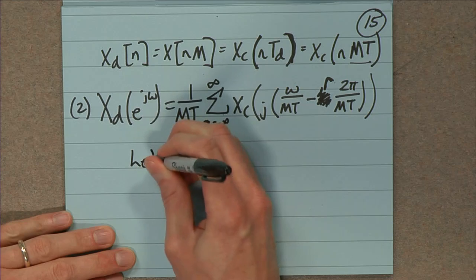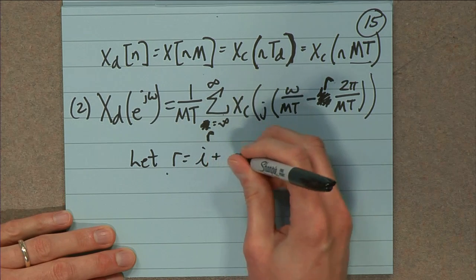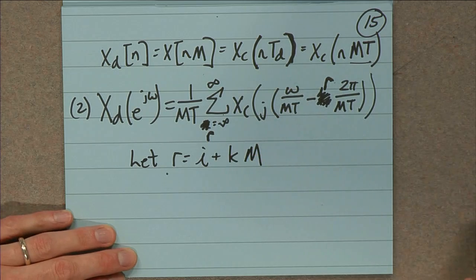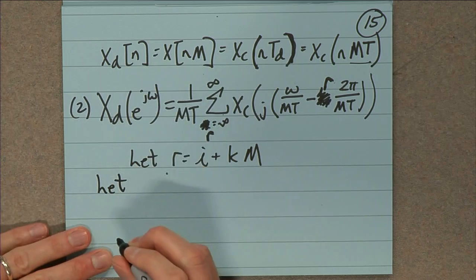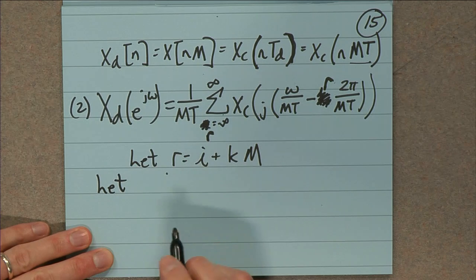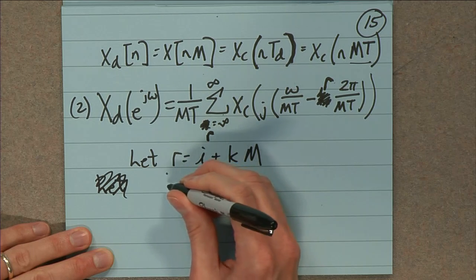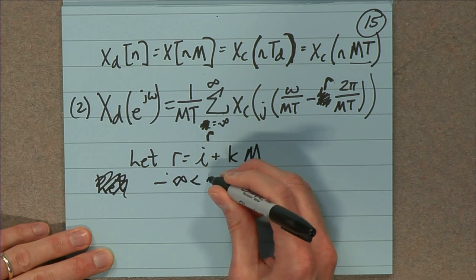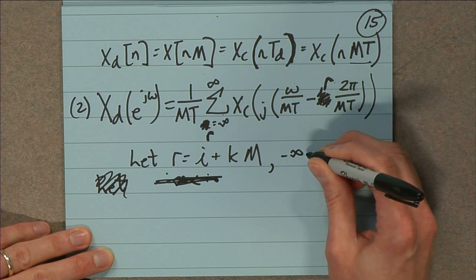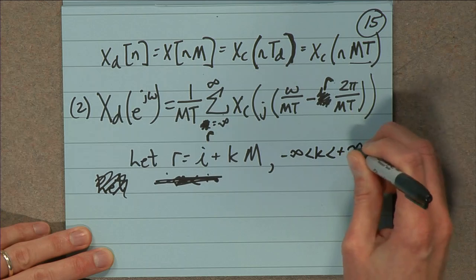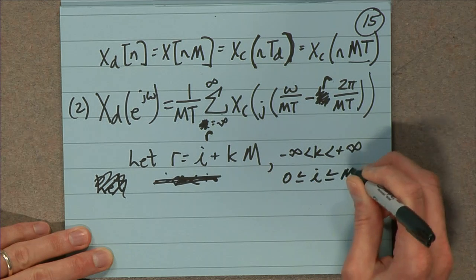So we're going to let r, which was our index here, equal i plus kM. So we're going to break it into two pieces, and I'll try to motivate this. So let's see, r equals i plus kM, and what are i and k? Let's do it like this: k goes from minus infinity to plus infinity, and i goes from 0 to M minus 1.